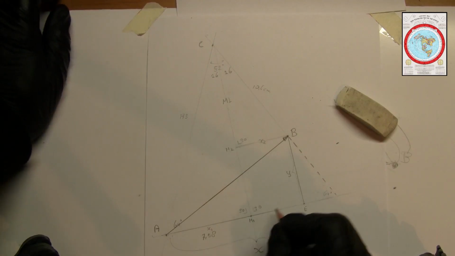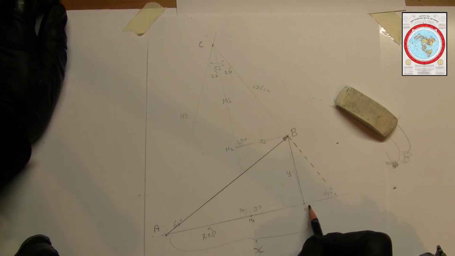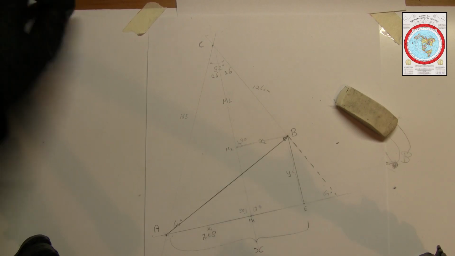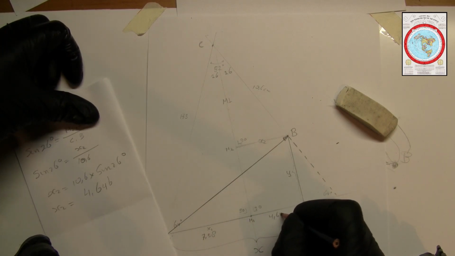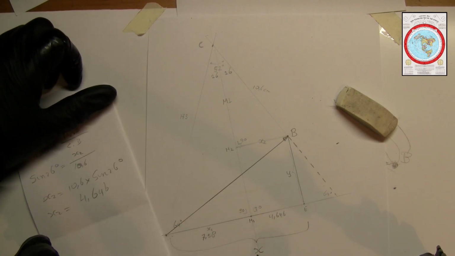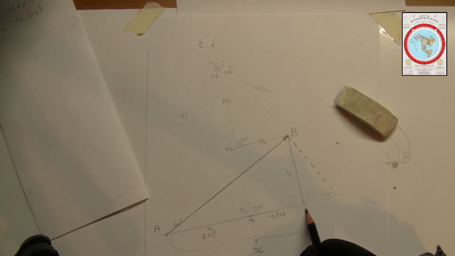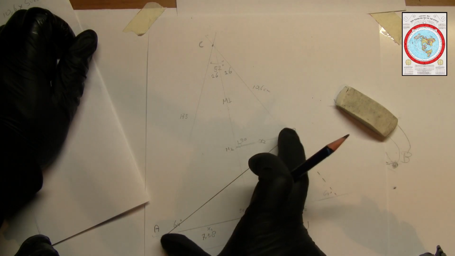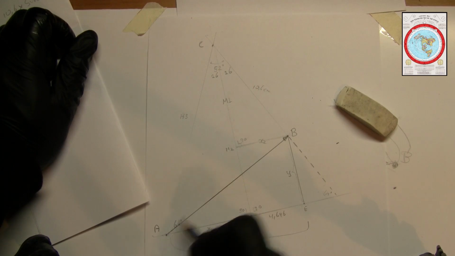So now we have M2B is the same as M1 to E. So this one is also, what's the number? It is 4.646 centimeters. So now we have the X distance from A to E. We only need the Y, and then we can do the math and figure out what's the distance from A to B.